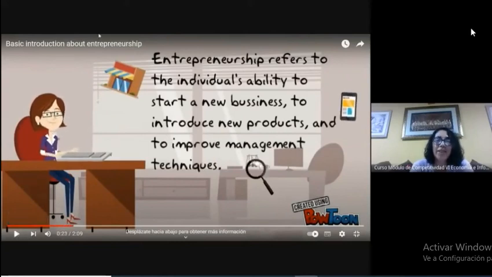Okay, we have in here the first concept. Entrepreneurship, this is another concept. This will be the fourth concept that we are learning today. This one refers to the individual's ability to start a new business, to introduce new products, and to improve management techniques. So this is what an entrepreneur does. You need to build this ability, and you're going to learn step by step in this semester.